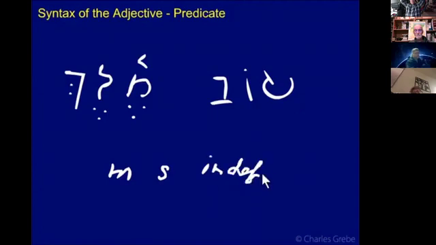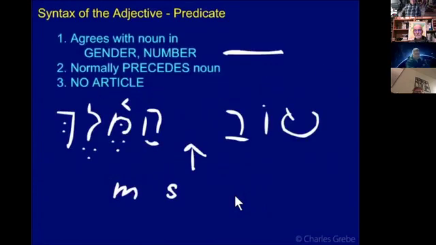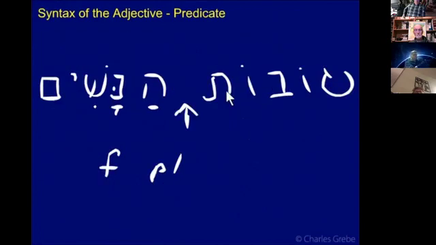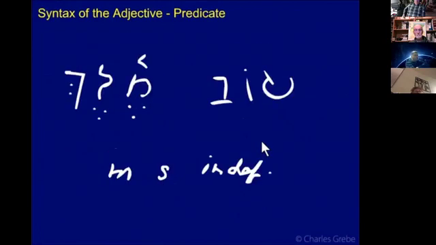Indefinite. So, is this a predicate adjective, or is this an attributive adjective? It could be attributive, couldn't it? Because it agrees in gender, number, and definite status. Remember, our rules for predicate say it must agree in gender and number. It makes no comment about definite status.